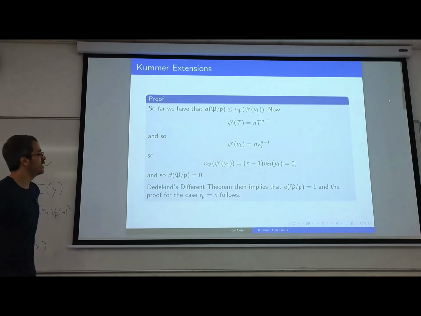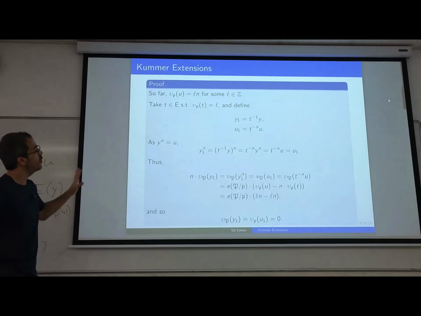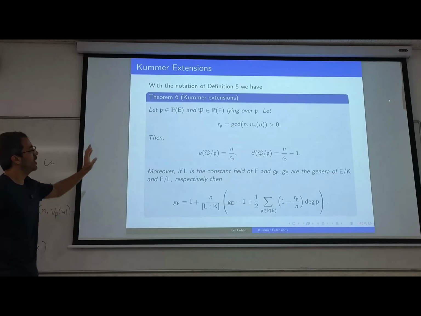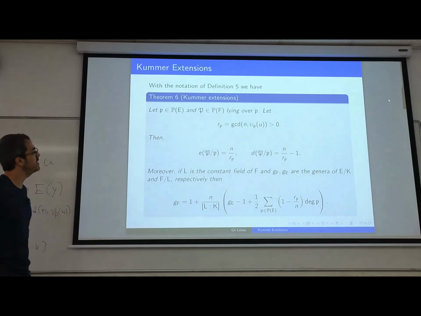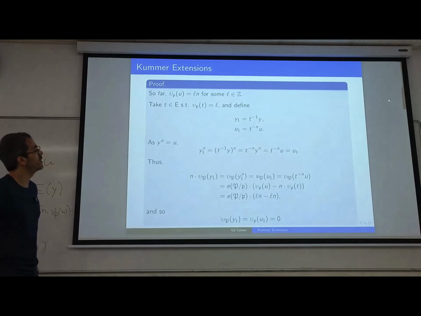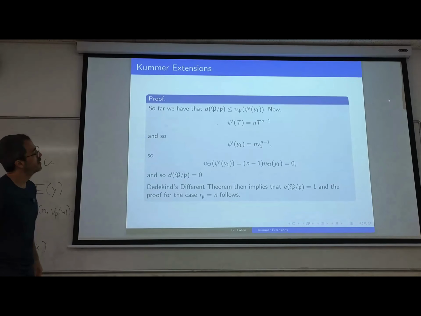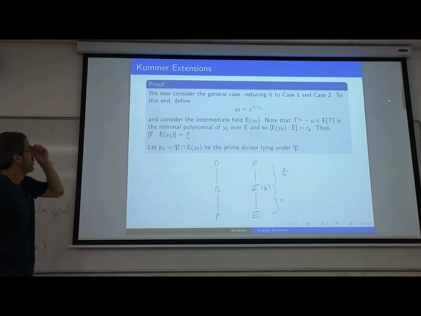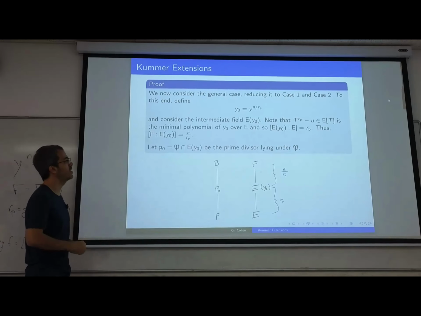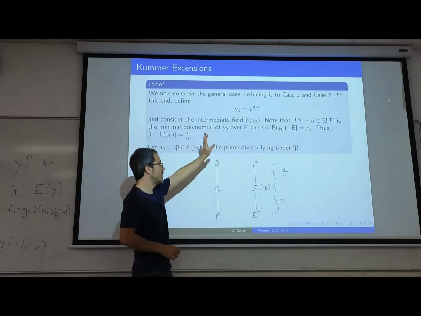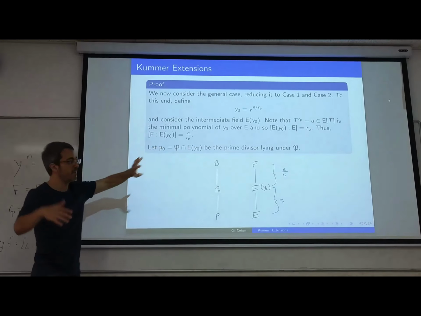Okay, so let's continue. So far we proved this theorem for the case where RP is 1 and the case where RP is n. And now I want to do the general case. So in the general case, now I don't know what RP and N is, but I can always divide N by RP. That's the GCD of N with something.